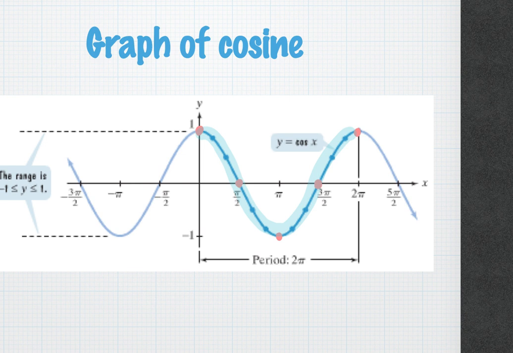So sine started at 0, went up, down, down, up. Cosine starts at 1, goes down, down, up, up. And again, just like sine, it goes on forever and ever in both directions.